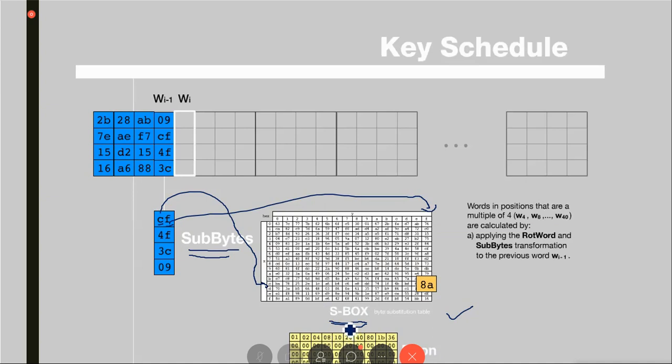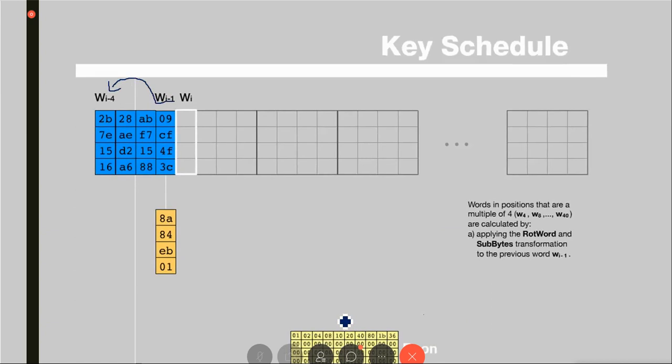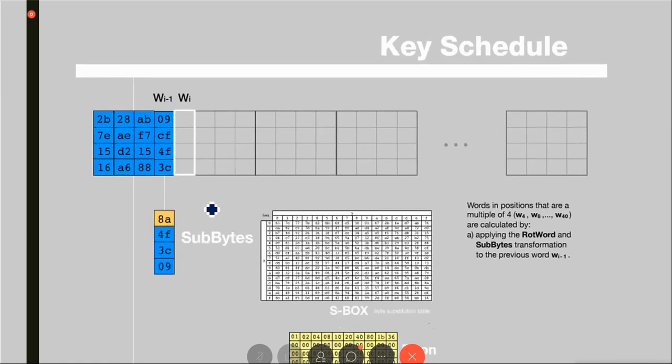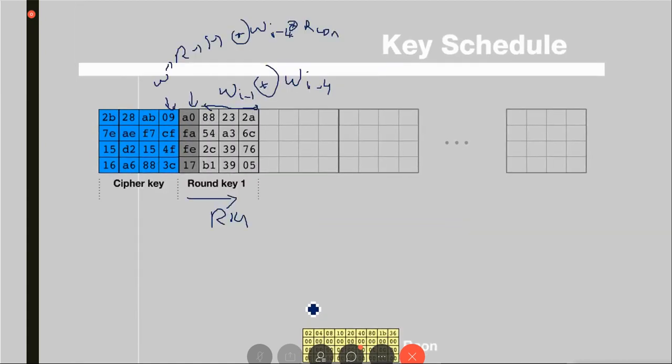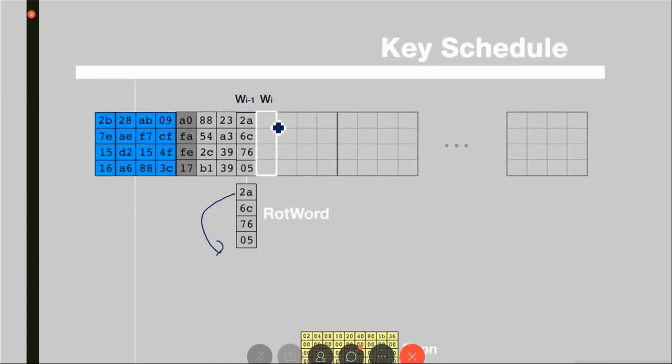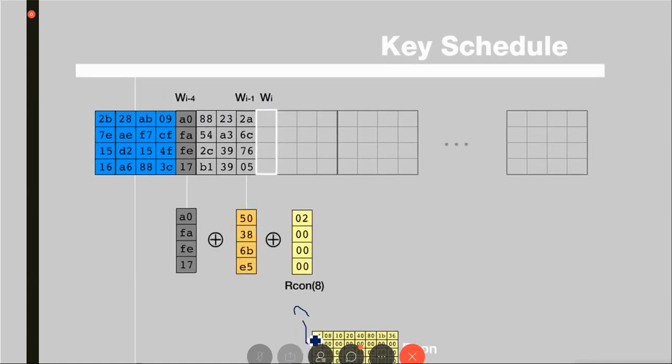Okay, sir. The next question is from Archana. Her question is, do we always take the first column of RCon? RCon is a standard. For the first word, you pick the first row, the first column. For the second process, when you come to the second word for round key 2, you have to choose the second column. It was 01, now it is 02.